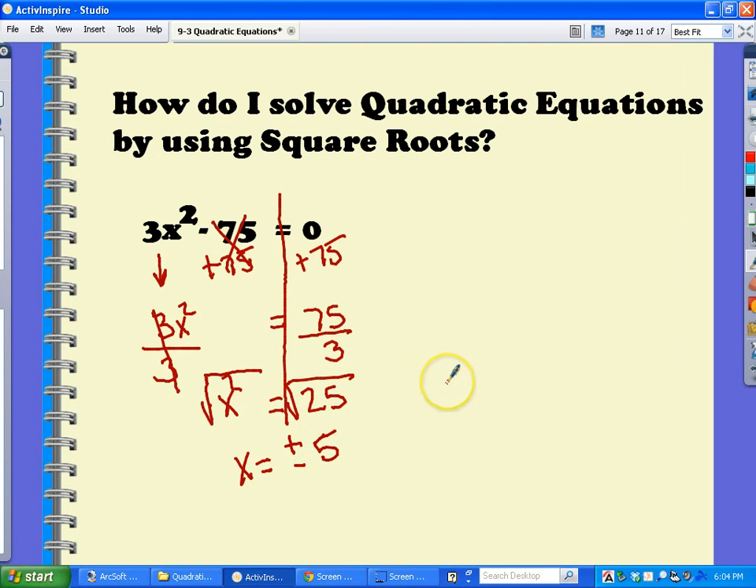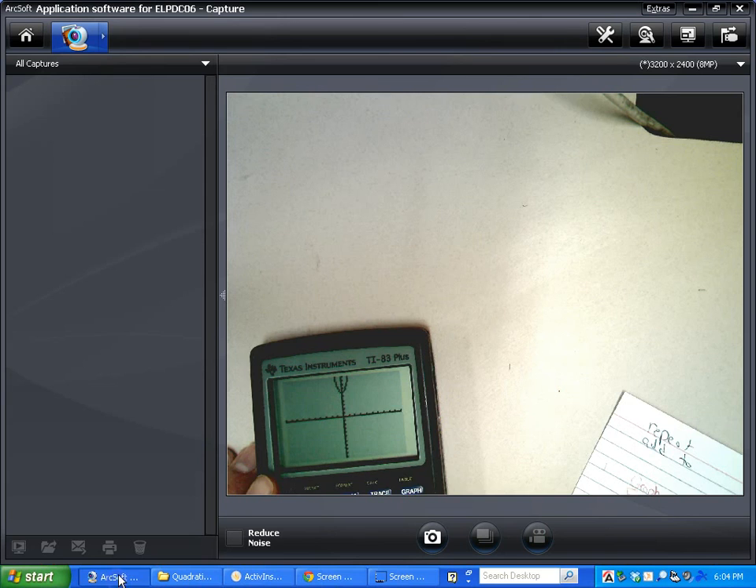And you can test this on your calculator. If you put it in, you should end up with positive 5, negative 5 being your solutions. So let's do that just to look at it. And I believe it'll show it.